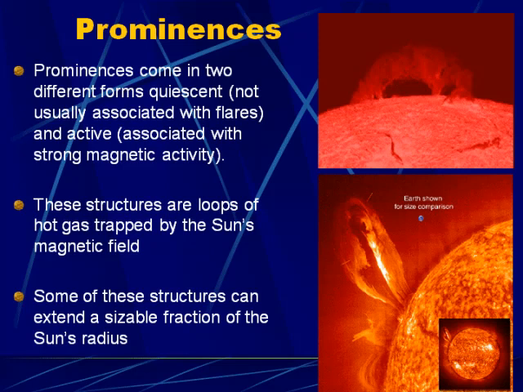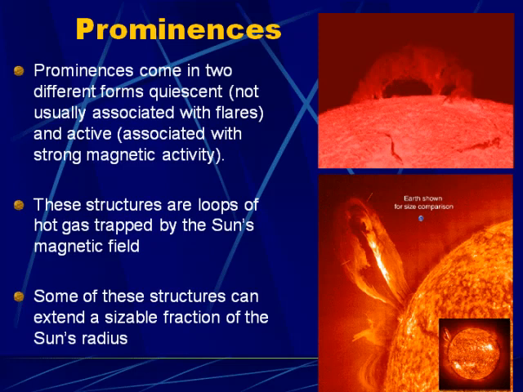Now, prominences come in two different forms. Basically, are they active or are they not? Quiescent prominences are not usually associated with massive X-ray explosions we call solar flares. Active prominences are typically associated with these types of actions. So basically, again, these structures are loops of hot gas trapped in the sun's magnetic field. Because the magnetic field loops from one sunspot to another, gas gets trapped between these two sunspots and just simply follows the magnetic field lines.